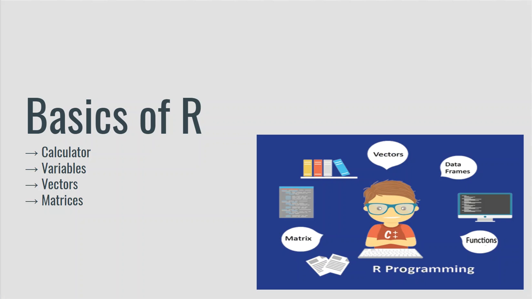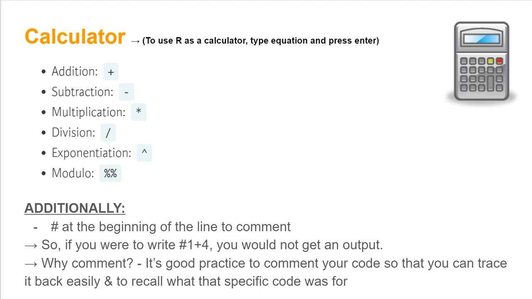Moving on to part 3, which is basics of R. The subtopics of this portion include calculator, variables, vectors, and matrices. The most basic feature of R is that you can use it as a calculator. All you need to do is type the equation in the console and press enter.